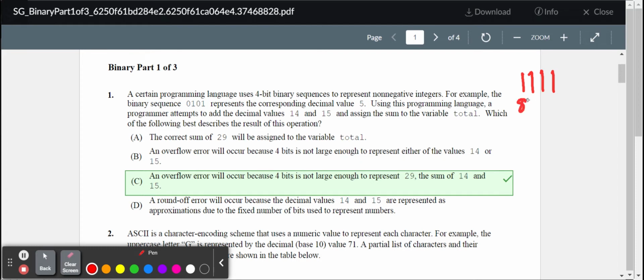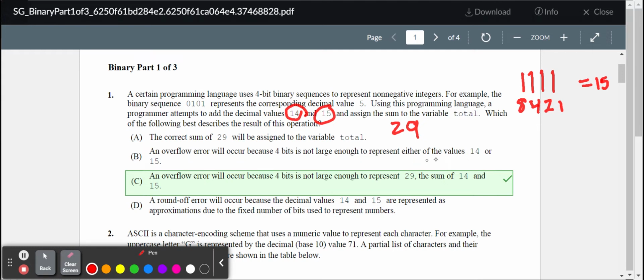So if we have an 8 here, a 4, a 2, and essentially a 1, we could add those values together. 8 plus 4 is 12, plus 2 is 14, plus 1 is 15. So this number right here is 15. We can't represent any number bigger than 15. So if we want to do the sum of 14 and 15, we're going to end up with 29. We can't show 29 with 4 bits. So we call this an overflow error.